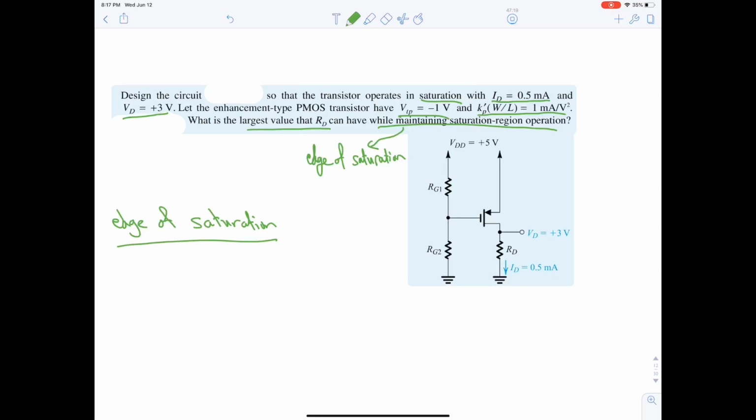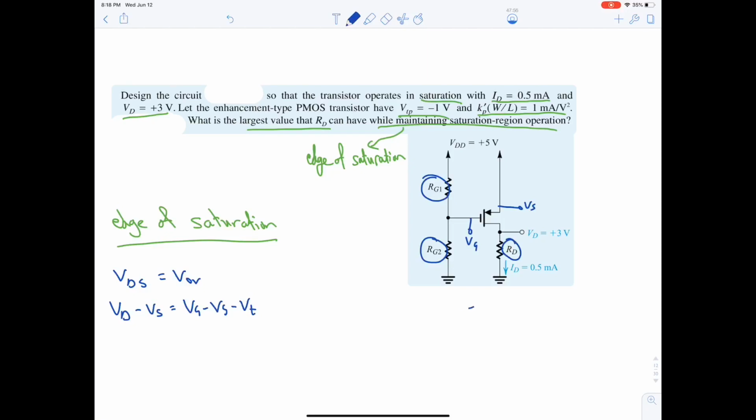Now at edge of saturation we know that VDS is equal to VOV, correct? Yes, so if we expand it, VD minus VS equal to VG minus VS minus VT. Here this is S, this is D, and this is VG. VG is unknown because RG1 and RG2 are unknowns. We have to find them out, and also RD. Okay? So, how can we find RD?